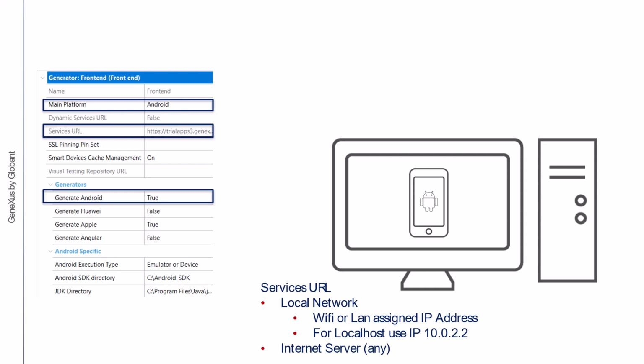For example, if we run the server on the development PC, we can use the IP 10.0.2.2 for localhost, which will be accessible from the emulator.